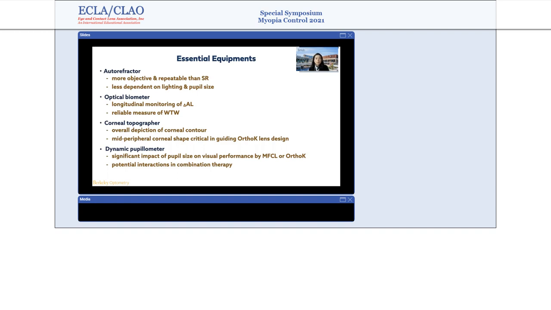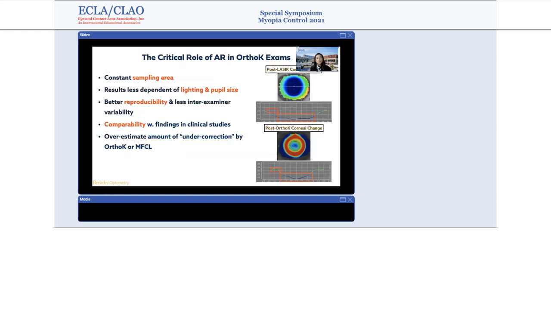The last type of equipment, which is largely overlooked by many practitioners, is the dynamic pupilometer. They can be a standalone pupilometer, but are also mostly included in many of the optical biometers. And the dynamic measurement of pupil behavior is very important in understanding the visual performance of multifocal contact lenses and OrthoK, but also in predicting the severity of the side effects in low-dose atropine treatment and offering some insights in understanding the potential interactions in combination therapy.